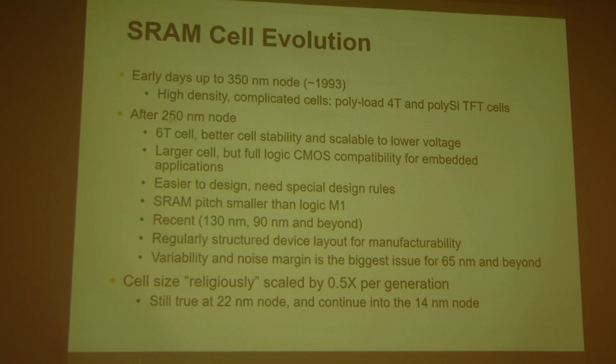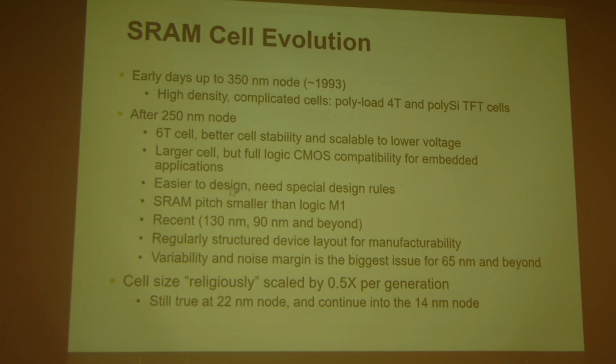But after the industry switched to, let's say, the 250 nanometer or 0.25 micrometer node and below, the 6T SRAM cell became the mainstream, and it is still the mainstream even today. You read papers about the 8T cell, but that one is not the mainstream technology because the density is still better for the 6T. If you have special applications or special requirements, you may use a 7T or 8T design, but for the mainstream and product, 6T is still the one.